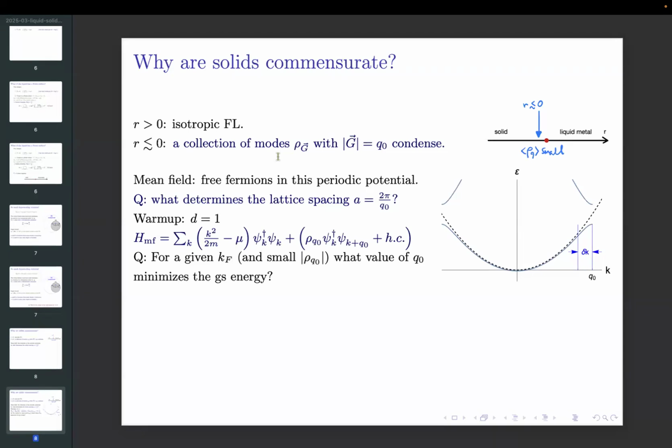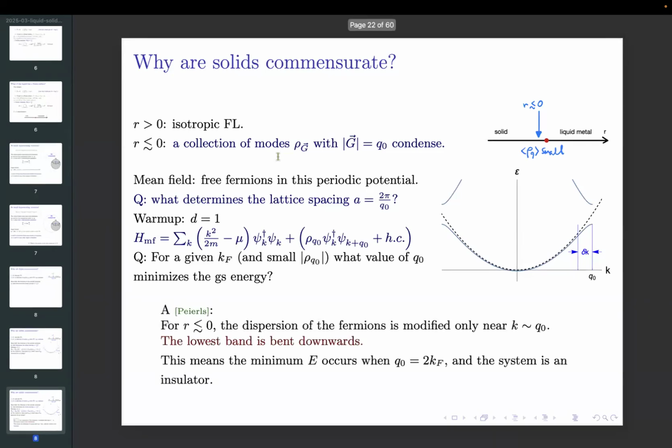Yeah, the Peierls argument for this instability. And so if you ask, for a given kF, what value of q naught minimizes the ground state energy, the answer is the one where it's an insulator. So the lattice spacing is chosen so that the system is an insulator because it minimizes the kinetic energy of the fermions. Okay, that's what I just explained.